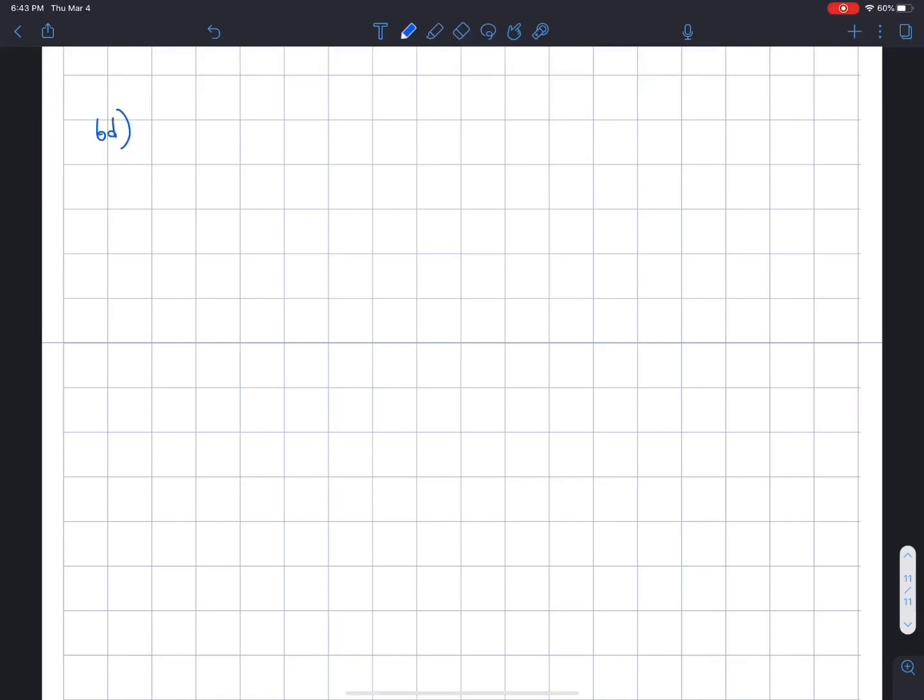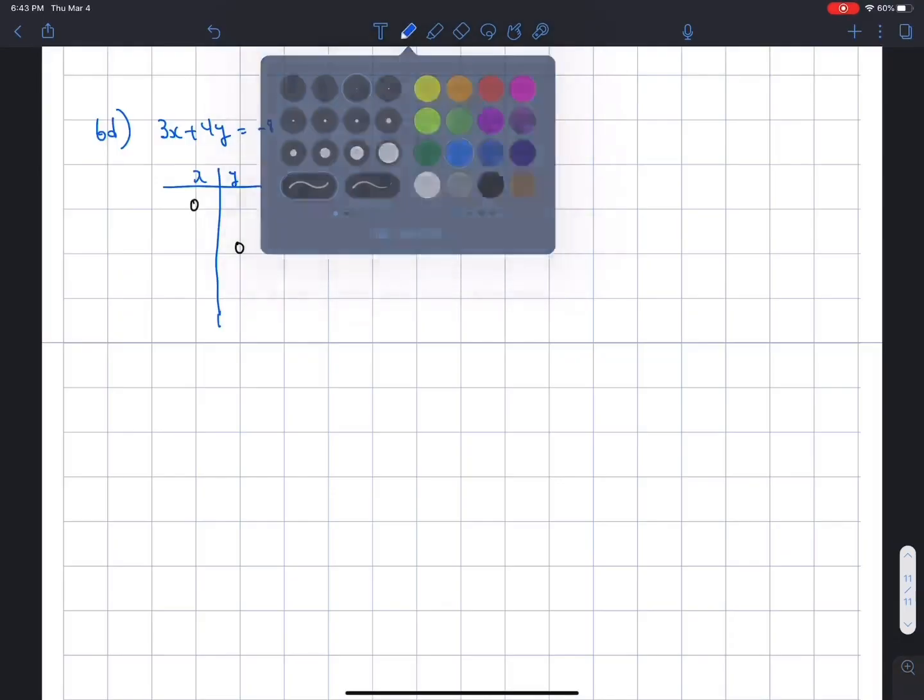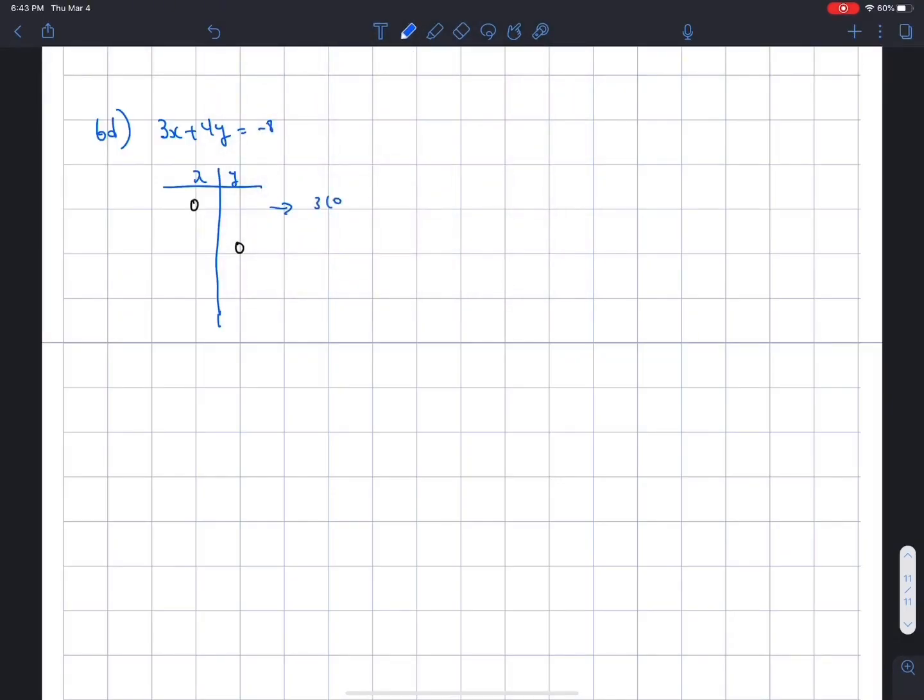6D. 3x plus 4y equals -8. Again, x 0, y 0. So we have 3 times 0 plus 4y equals -8. 4y equals -8. And then just dividing both sides by 4, we get y equals -2.